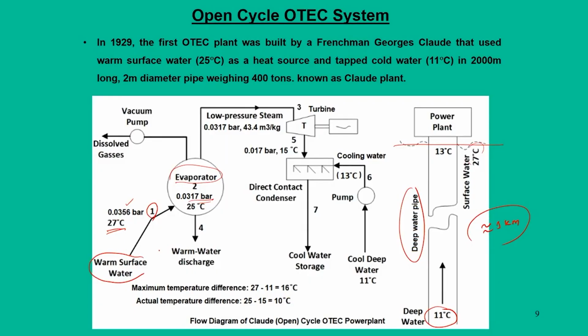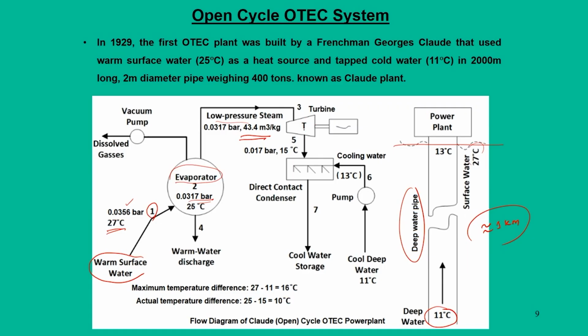Now, what happens after that? After removing some dissolved gases, the low pressure steam, with very high specific volume, enters the turbine at state 3 and the remaining water gets discharged. So basically, we are separating the vapor part and the liquid part in this evaporator, and all the liquid part goes as discharge. The vapor part enters as low pressure steam with very high specific volume and expands in the turbine.